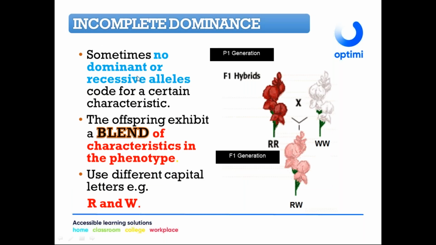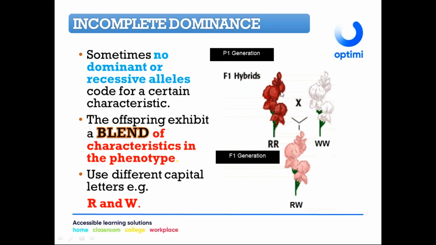Sometimes we don't have dominant or recessive alleles. None of the alleles are dominant over the other. This means that the other one will not be recessive as well. The offspring will exhibit a blend of characteristics in the phenotype. So we're going to use different capital letters, for example R to represent the red, and W to represent the white. Unlike complete dominance, where we used the same letter with different cases to represent the different alleles, here we use different letters, but they must both be capital letters.